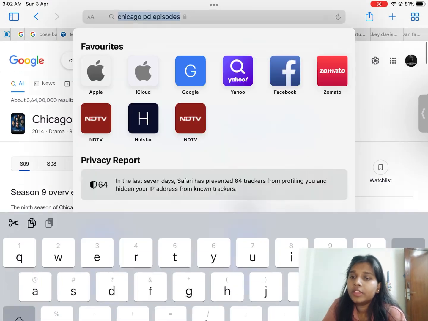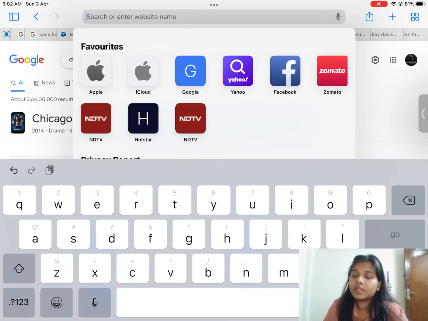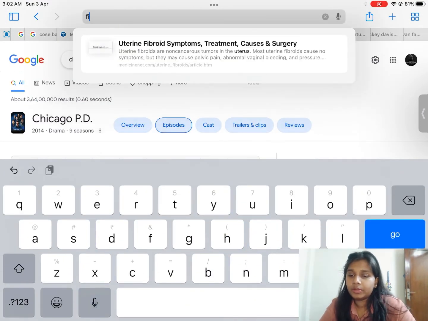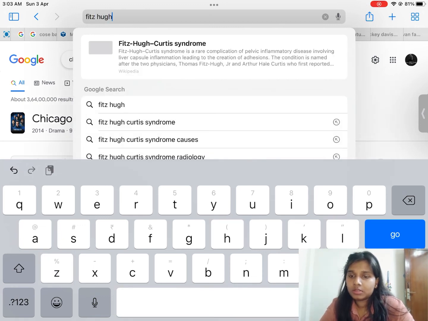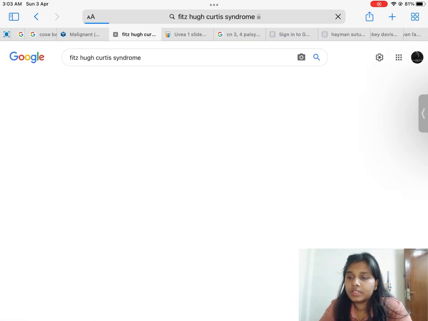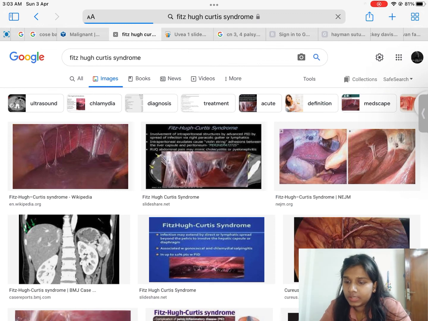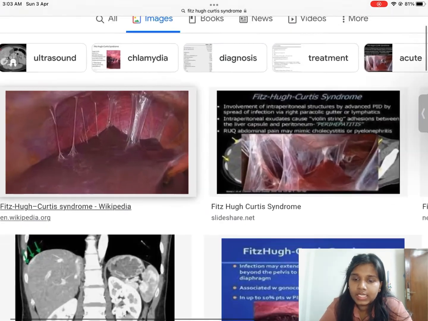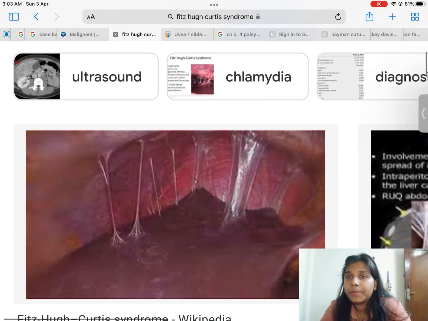If we talk about Fitz-Hugh-Curtis syndrome, I'll show it to you. Basically, see, look at these images. Okay, can you see that the liver is attached to the peritoneum? Okay, so there is perihepatic adhesions. This is related to PID. If someone has PID, they can have this.